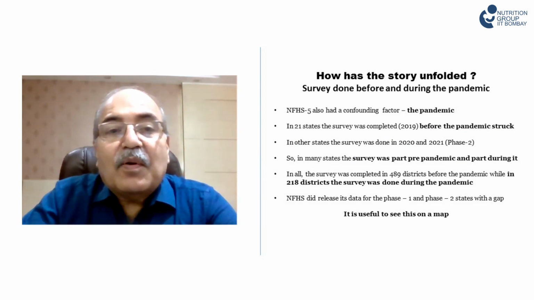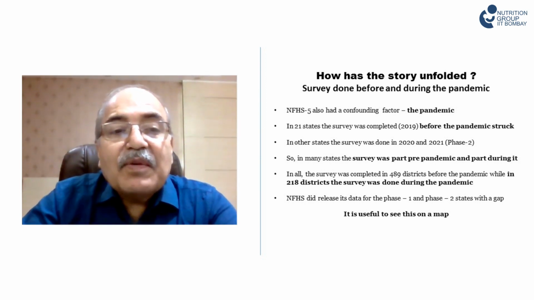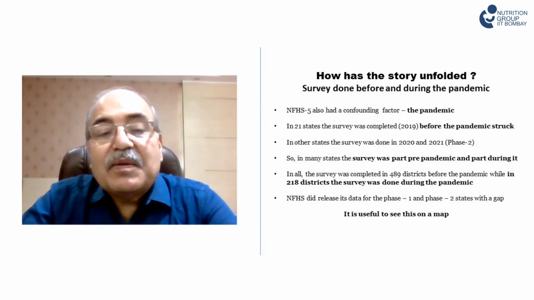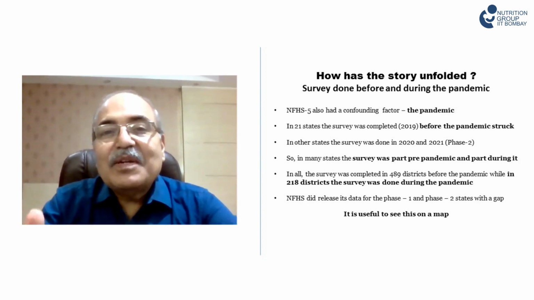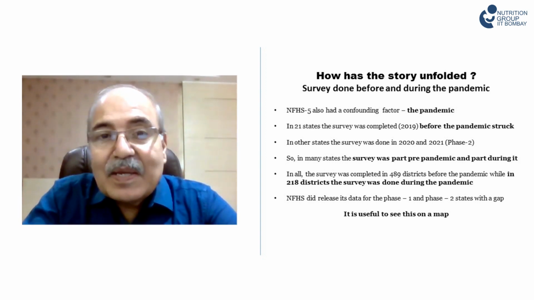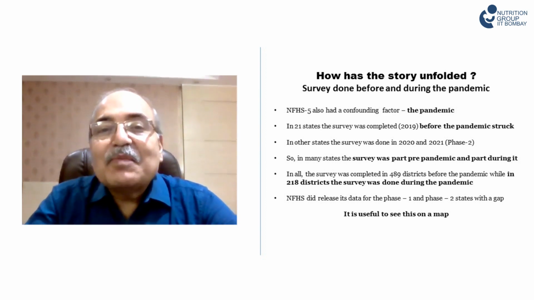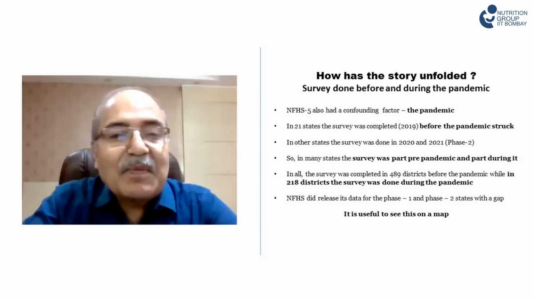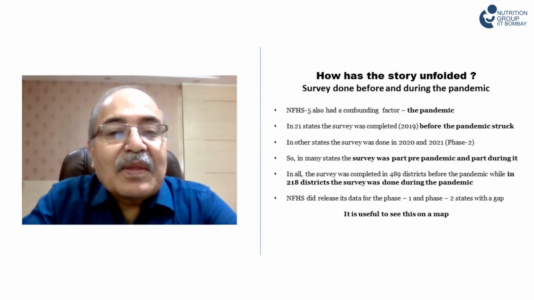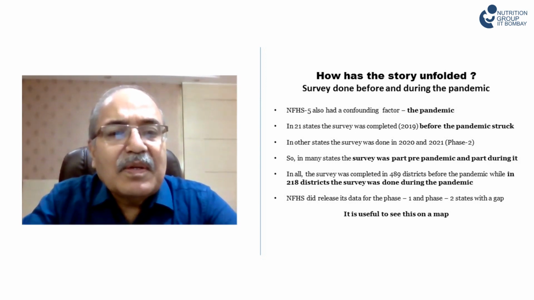NFHS 5 also had a confounding issue. In 21 states, the survey was completed, that is 2019, before the pandemic struck. And in other states, the survey was done in 2020 and in 2021, which means you have states where the survey was done during the pandemic, and we also have some states where part of the districts were surveyed pre-pandemic and part of the districts were surveyed post-pandemic. So this is one thing which should be of some concern, or at least we should keep a note of that.